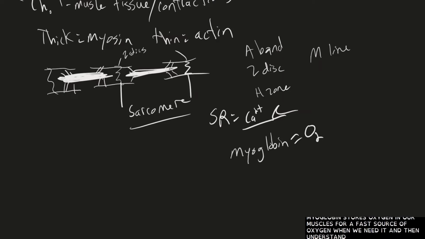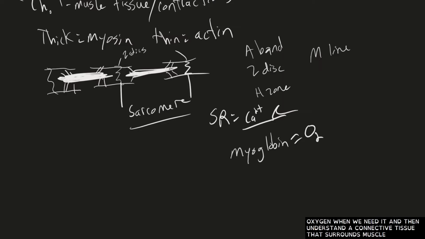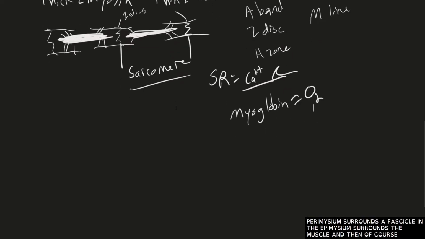And then understand the connective tissue that surrounds muscle fibers. So, well, a muscle cell, and then the fascicles, and then the actual muscle itself. So the endomysium surrounds the cell, the perimysium surrounds a fascicle, and the epimysium surrounds the muscle. And then, of course, there's the muscle contraction.